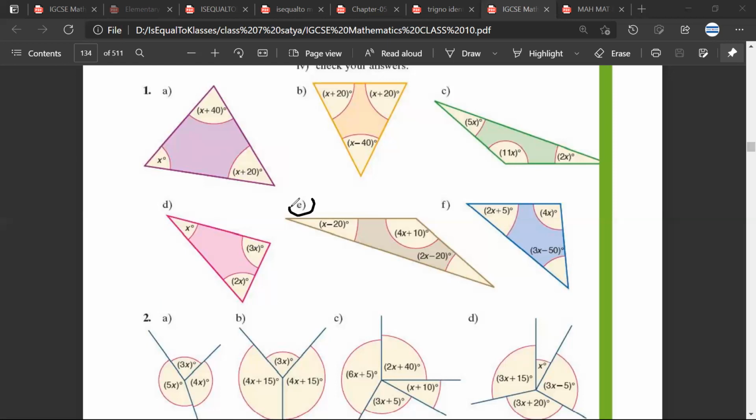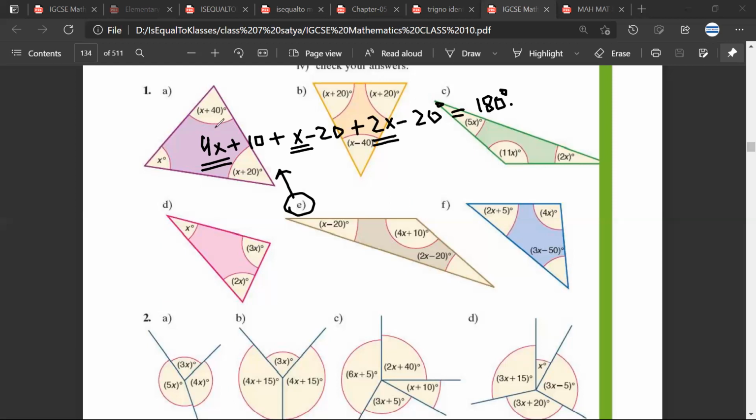Mr. Satya, E part, how do I do E part? So we have to do 4x plus 10 plus x minus 20 plus 2x minus 20, which is equal to 180. Okay, after that? After that, we have to. Sir, I didn't understand this question. How do I solve this equation? Yeah, so that's what I didn't understand.